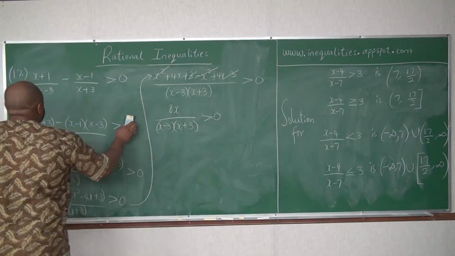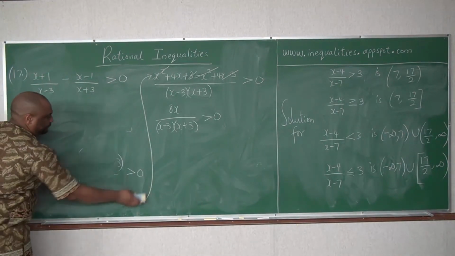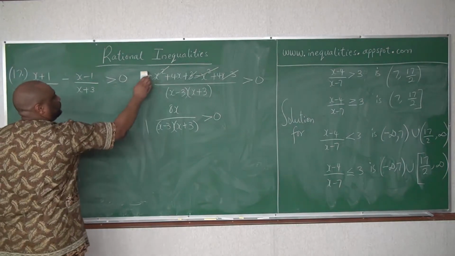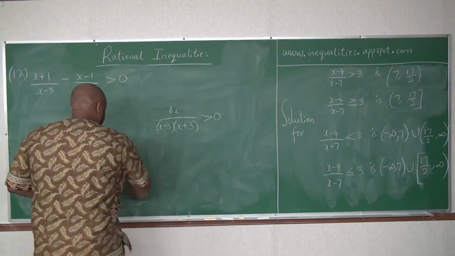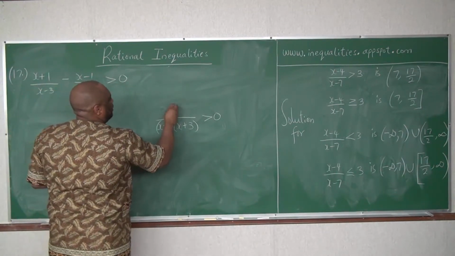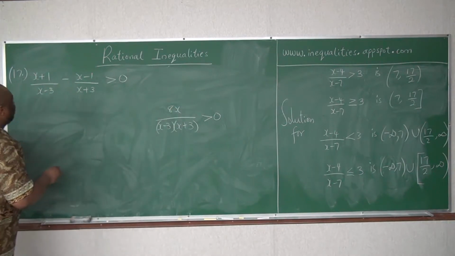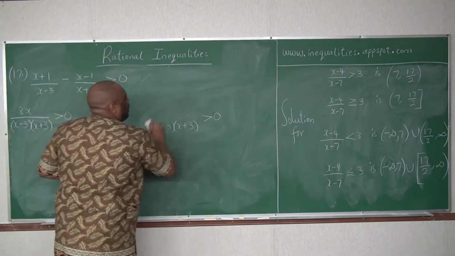So I'm going to come now and write this here, the modified equation. 8x over x minus 3 times x plus 3 greater than 0.